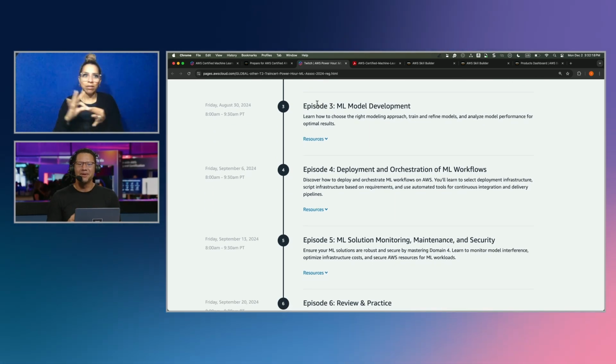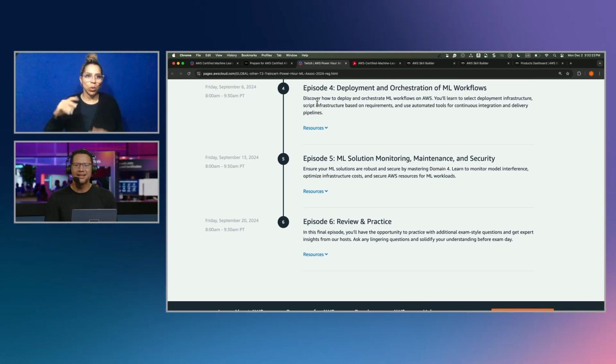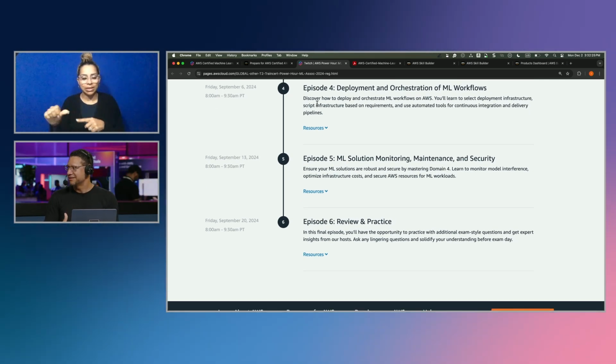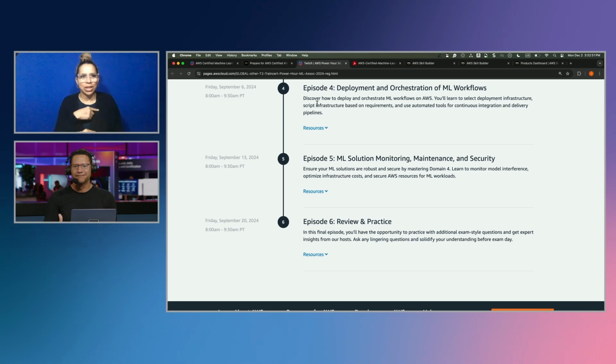And then we can scroll all the way down and see we finally had episode six. Episode six was review and practice, where we did several questions. That's right. Now, what are those questions? How do we get to them? Or should we maybe cover the exam guide first? Let's talk about the exam guide first.